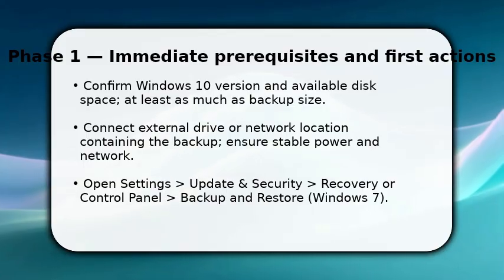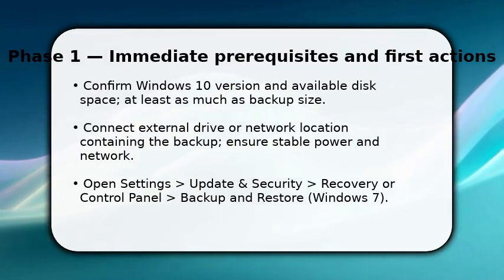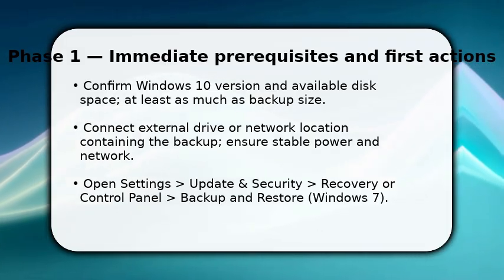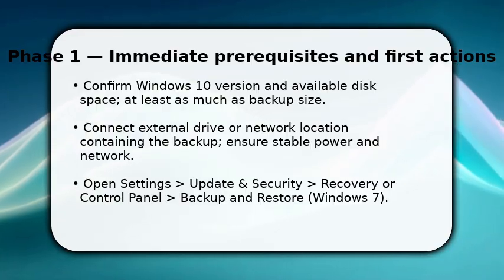You begin by verifying Windows 10 build and free disk space because a partial restore fails. Next, connect the external drive or map the network share where the backup sits. Make sure the connection is stable.